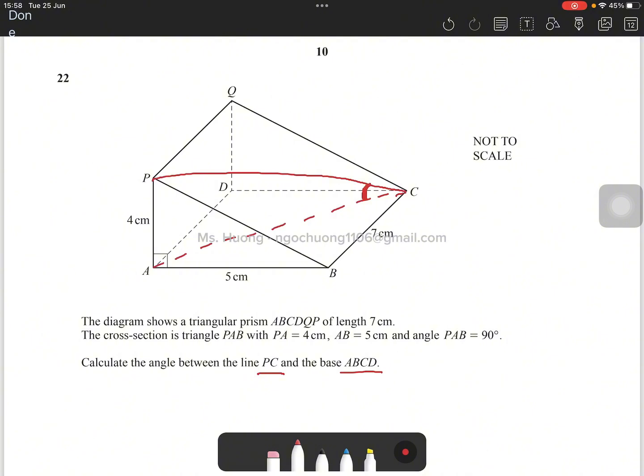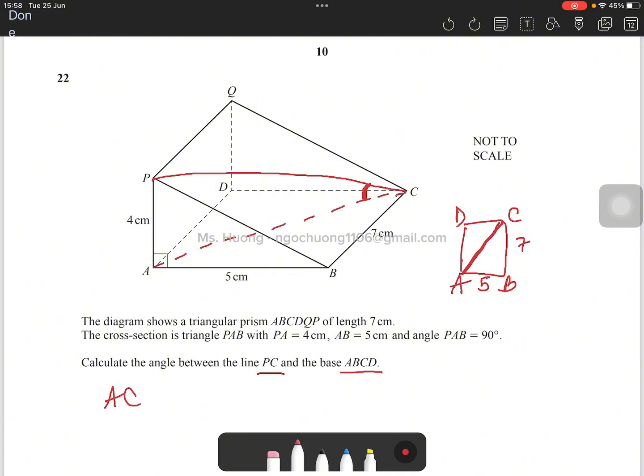So to find this angle, we see that PA equals 4 centimeters. So we may need to find the length of AC or PC. Then we use trigonometry, SOHCAHTOA, to find the angle PCA. In this case, AC should be easier to find because ABCD is a rectangle. AB is 5. BC is 7. So we can find the length of AC.